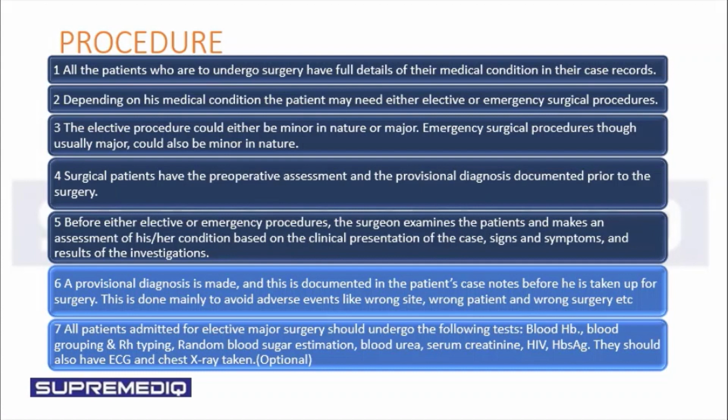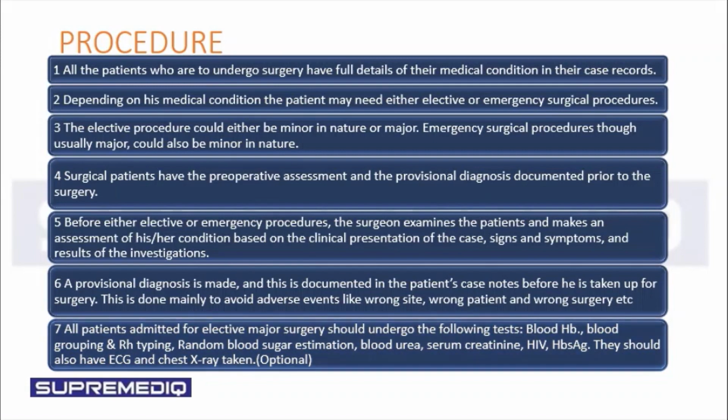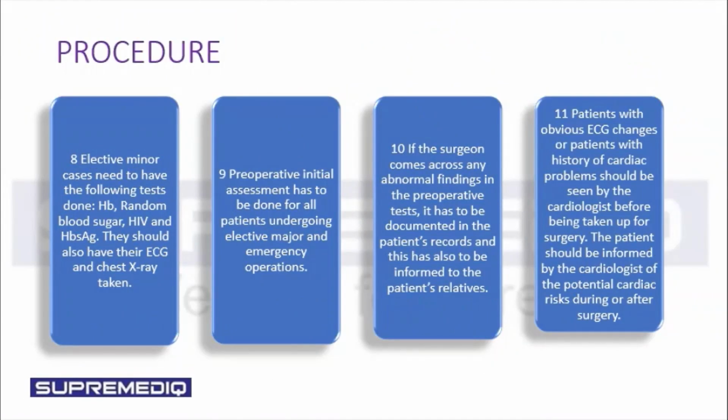All patients admitted for elective major surgery should undergo the following tests: blood HB, blood grouping and Rh typing, random blood sugar estimation, blood urea, serum creatinine, HIV, HbS-Ag. They should also have ECG and chest X-ray taken. Elective minor cases need to have the following tests done: HB, random blood sugar, HIV and HbS-Ag. They should also have their ECG and chest X-ray taken.